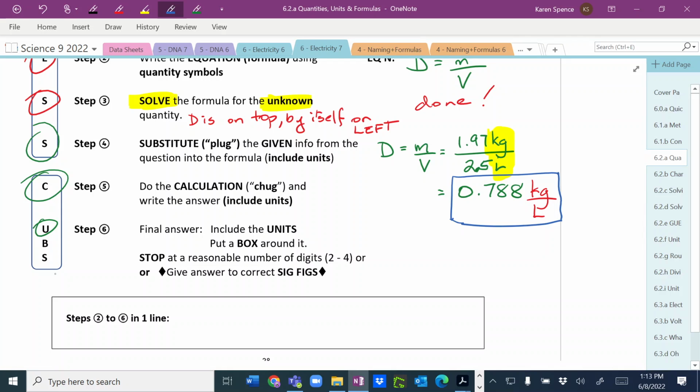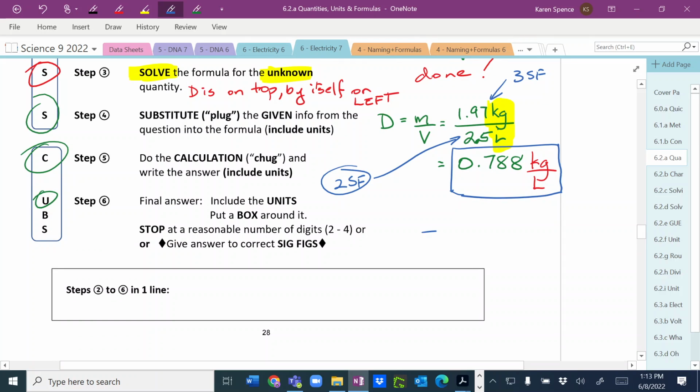Okay, so make sure you stop at a reasonable number of digits. Does that look reasonable? Yes, 0.788 is great. If you are doing sig figs, we have 3 sig figs here. We have 2 sig figs here. So how many sig figs would we want in our answer? We would want 2 sig figs. We always go to the lowest number. So that would then become 0.7, and we would have to round 9. There we have 2 sig figs there.